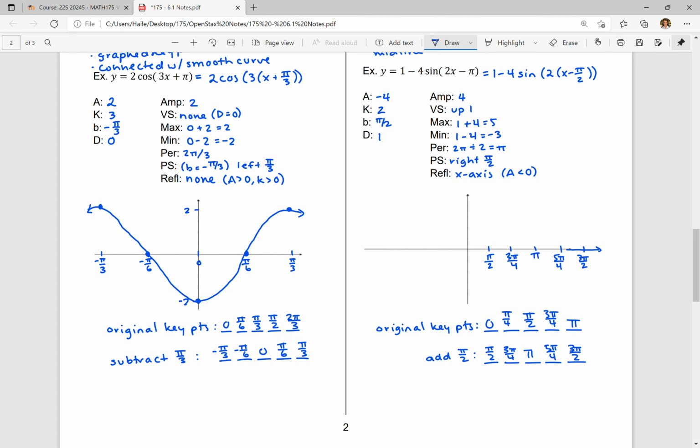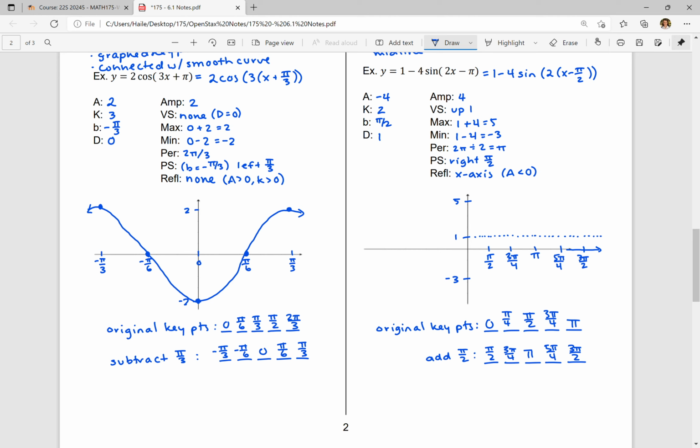And then I'm going to label my y-axis. So I need the maximum, the midline, and the minimum. So my maximum is 5, my midline is 1, and my minimum is negative 3. So again, I'm going to draw a dotted line at that midline. And then now I can graph my key points.